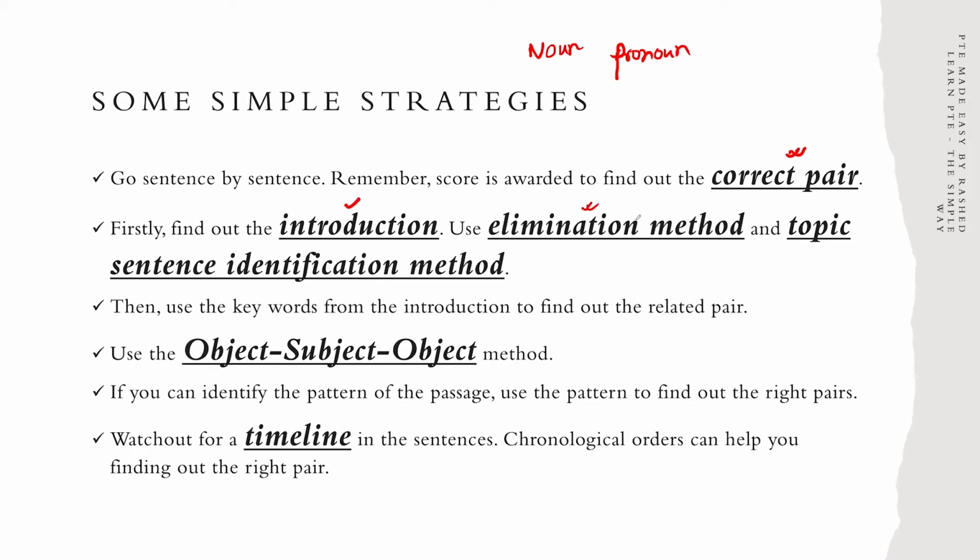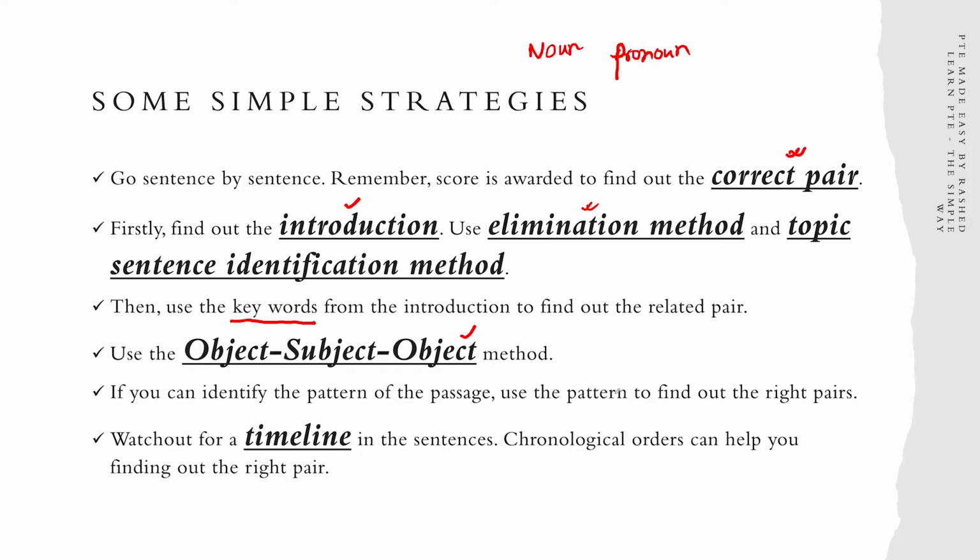First, eliminate the options that cannot be your introduction, then find out the topic sentence to find your introduction. Once you do so, use the keywords you found in the introduction to find the pair. And when we say keyword, it is subject, object, subject, object. So that means normally if your keyword is the object of the first sentence, it more than likely will become the subject of the second sentence. Or if your keyword is the subject of the first sentence, it will be more than likely the object of the second sentence.